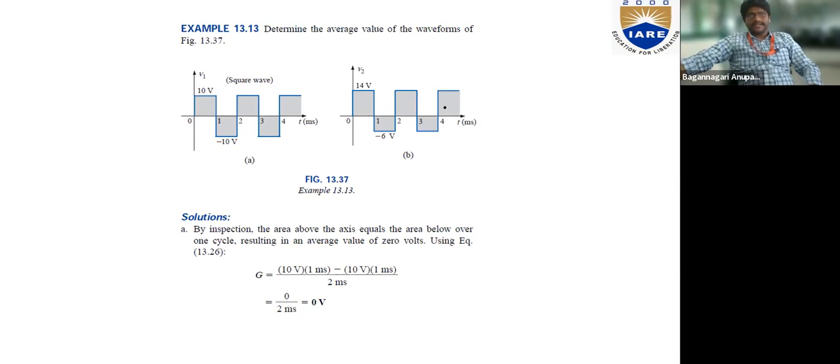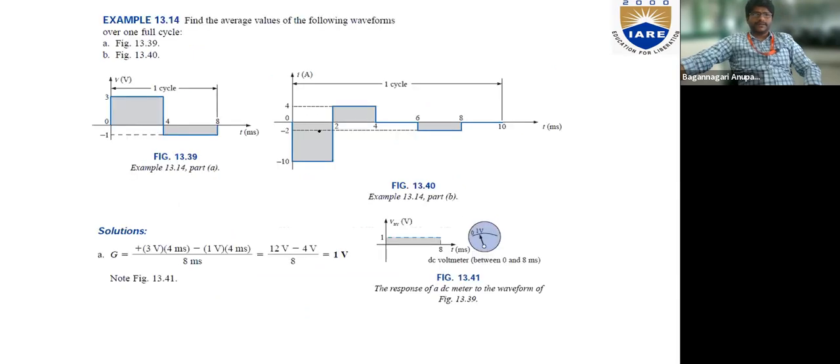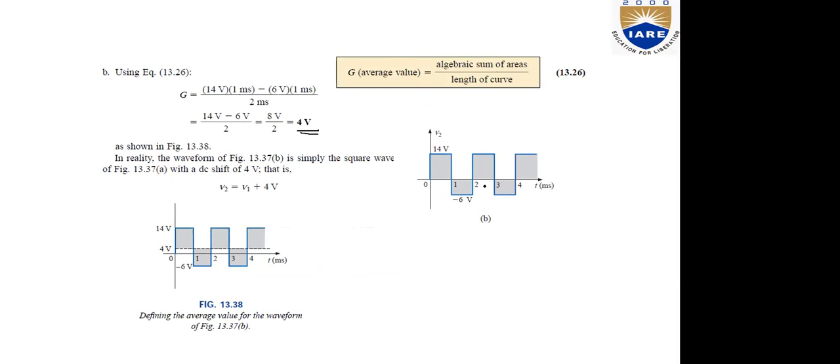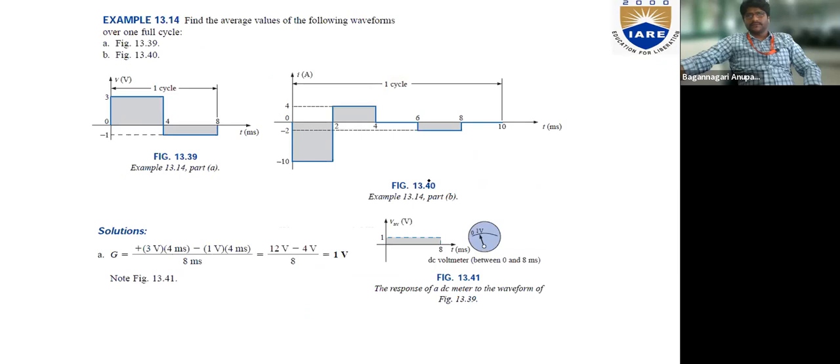Now, what happens in the second case when they are not equal? One is the positive peak of 14, negative peak is minus 6. So what could be the equivalent average for this? It is 4 volts, right? Yes, sir. So similarly, we can go for some other average values. These are just examples where you have 3 V for 4 milliseconds and minus 1 volt for 4 milliseconds. The average will be 1 volt. This is how we do the calculations.